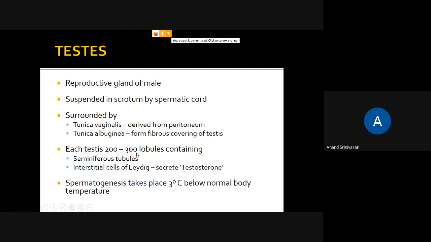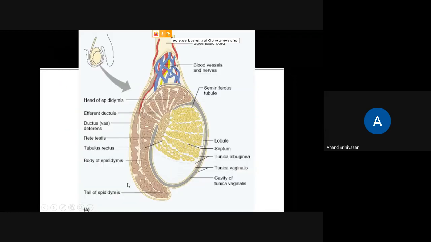Each testis has lobules, and inside each lobule there are seminiferous tubules which produce the sperm, and between the seminiferous tubules there are Leydig cells which produce testosterone. The testis is outside the abdomen, inside the scrotum, because it needs to be maintained at a slightly lower temperature than the body in order to facilitate the formation of sperms, which is called spermatogenesis.